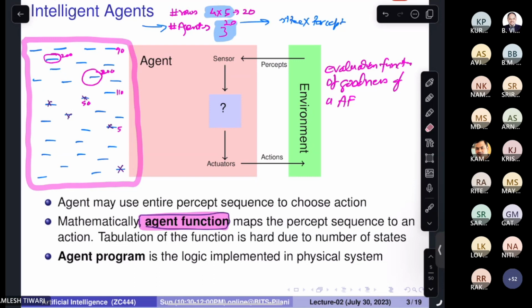Because what I had told you was to find an evaluation function, but I'm not telling you how to find that, so again it's going to be very difficult. And then I'm telling you to evaluate for all of them. How many are they? 3 to the power 20. 3 to the power 20 is not a very small number. It is going to be a very big number.